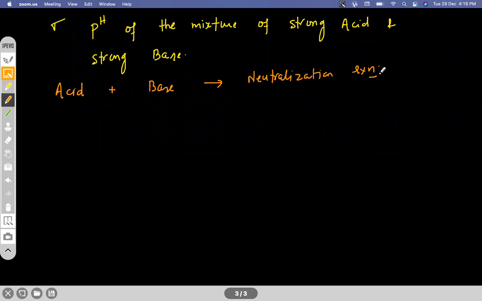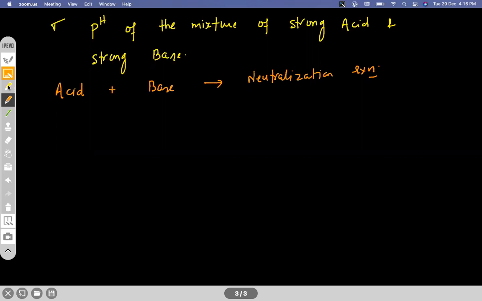But the solution that you get from this, when you mix acid and base, could be acidic, could be basic, could be neutral. All three possibilities are there. Under what condition the solution is acidic depends upon what amount of acid or base we are taking. If acid is in excess, then the solution would be acidic. If base is in excess, the solution would be basic. If both are exactly equal, then the solution would be neutral.